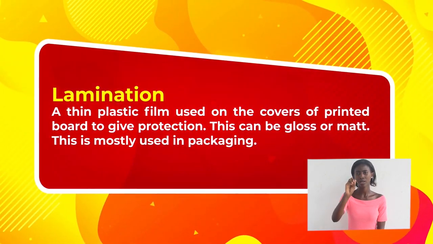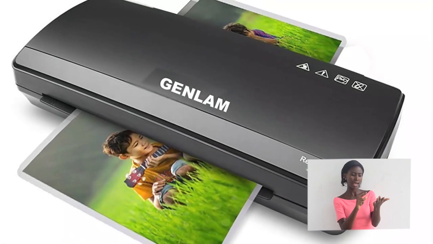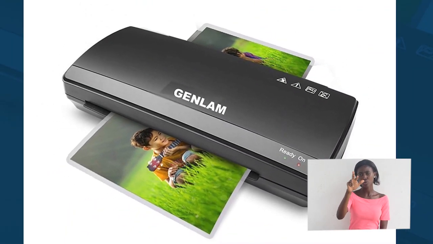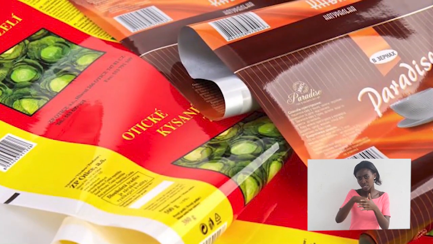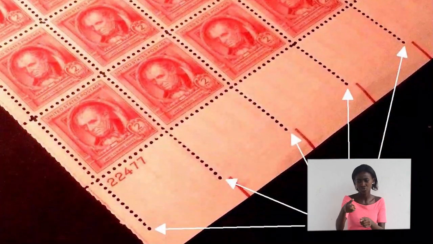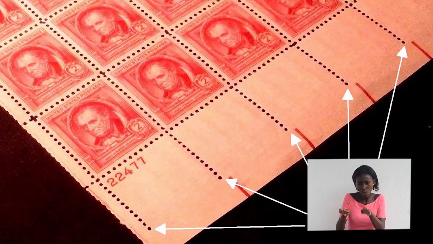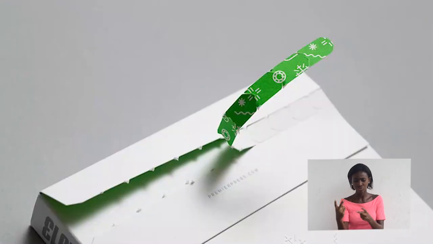Lamination. This refers to a thin plastic film used on the covers of printed board to give protection. This can be gloss or matte. This is mostly used in packaging. Perforation. This term refers to running a series of cuts that is often very small and close together into board to allow the two sides to be separated.